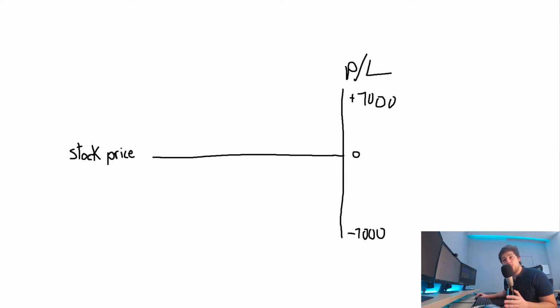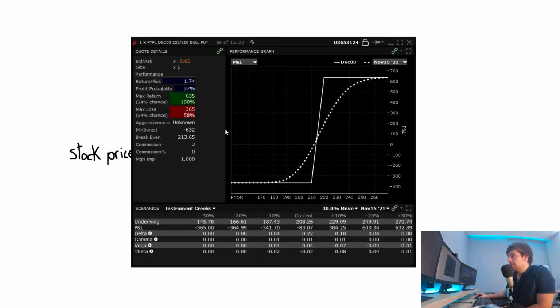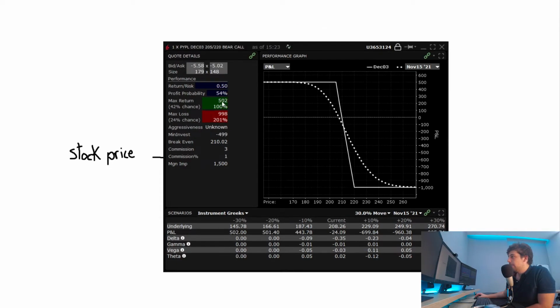For example, the bull put is the action of buying a put option and selling another put at a higher strike. This is an example of a bull put. Your loss is limited and your profit potential is limited. And you can make money when the stock price is going up because it's a bullish strategy. This is another example, a bear call. For a bear call, your maximum profit is limited and your maximum loss is limited. It's the same idea as a bull put, but the difference is that you can make money when the stock price is going down.